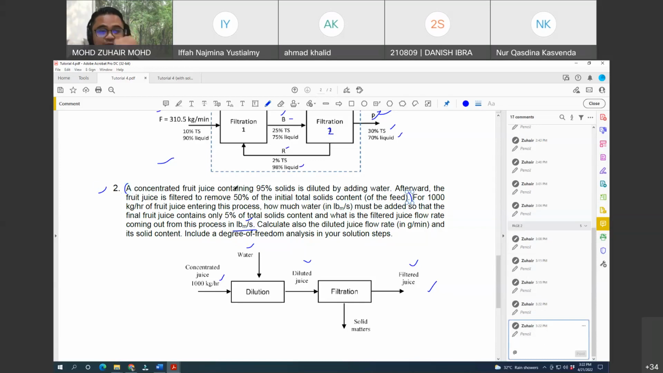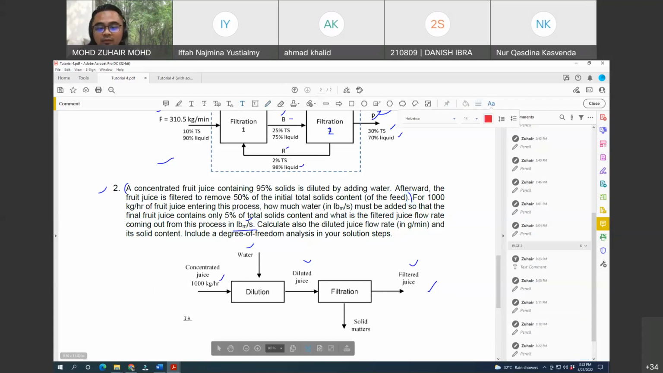A concentrated fruit juice containing 95% solid is diluted by adding water. Afterward, the fruit is filtered to remove 50% of the initial total solid content of the feed. So let's say the feed is 1000 kg per hour that contains 95% solid. So the solid content in this 1000 kg per hour juice is 95%, is 950.